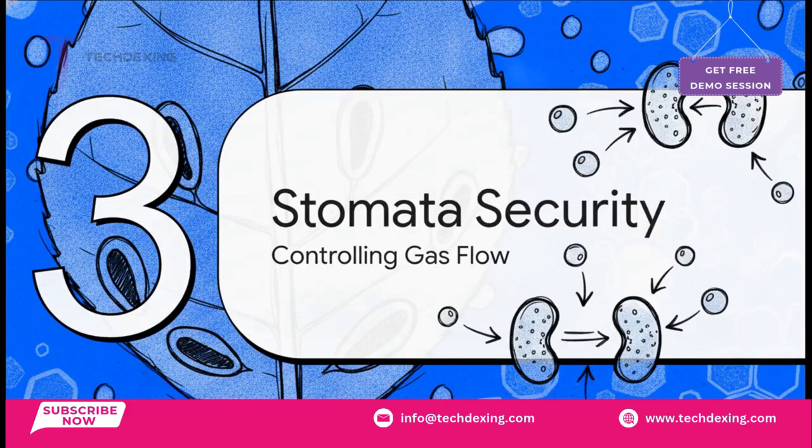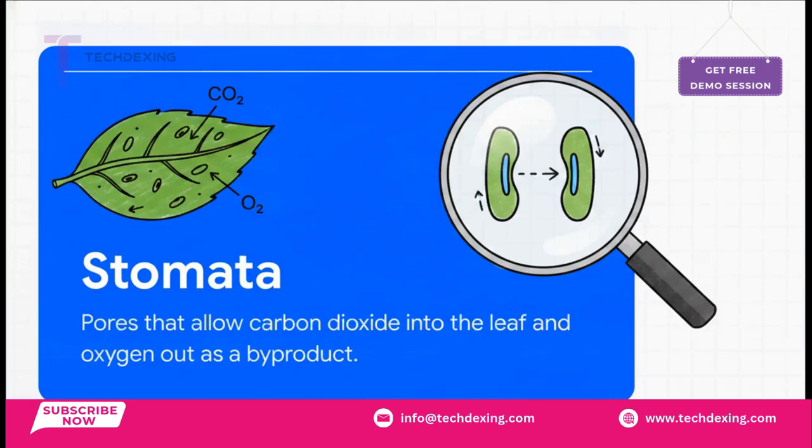Section 3. Stomata, the security gates controlling the flow of gases. Moving back to the underside of the leaf, we run into the crucial security gates of our factory, nestled right there in the lower epidermis. We call these stomata. Stomata are simply pores that allow the essential carbon dioxide needed for photosynthesis to move into the leaf and the oxygen produced as a byproduct to move out.